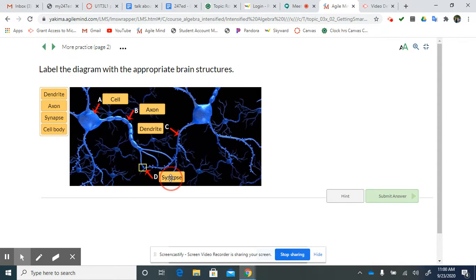Okay, so on your paper, draw me 2 little cells with legs coming out of them. Label the cell body, label the axon, label the dendrite, and label the synapse.